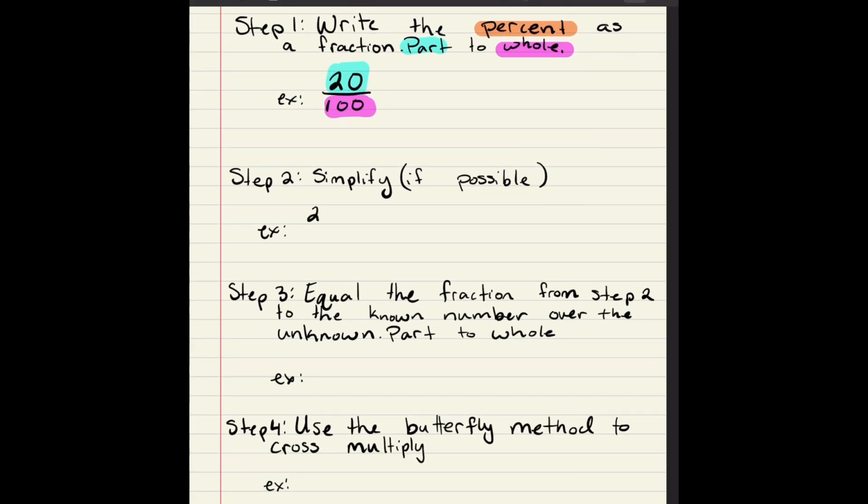Then simplify if possible. Can 20 over 100 be simplified? Yeah, I know 10 can go into both of these, so I can divide by 10, which would give me 2 over 10. That can be simplified again because 2 can go into 2, and 2 can go into 10, which would give me 1/5. So this is in simplest form.